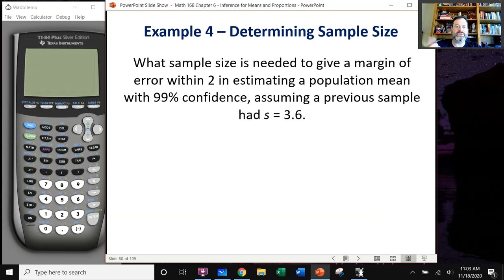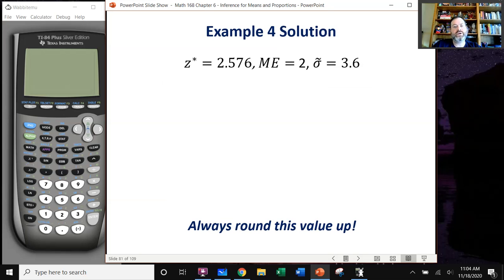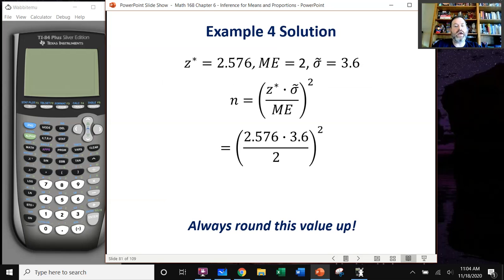Well, the margin of error is 2. We need 99% confidence. So that tells us Z star is 2.576. And sigma tilde is, of course, 3.6, because it is a standard deviation from a previous sample. Right? So there's all of our information. Plug everything into the formula. Go ahead and crunch this up on your calculator.